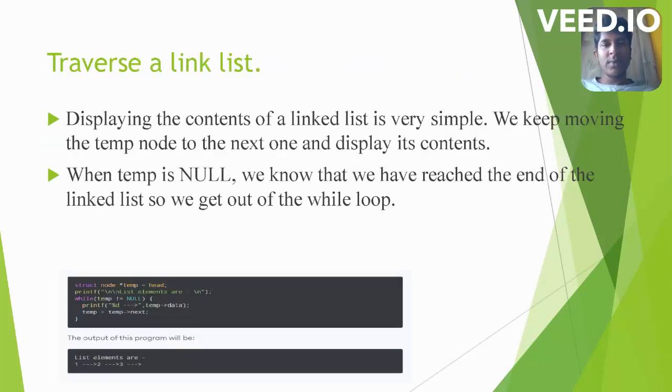Traverse a linked list. Displaying the contents of a linked list is very simple. We keep moving the temp node to the next one and display its contents. When temp is equal to null, we know that we have reached the end of the linked list, so we get out of the while loop.